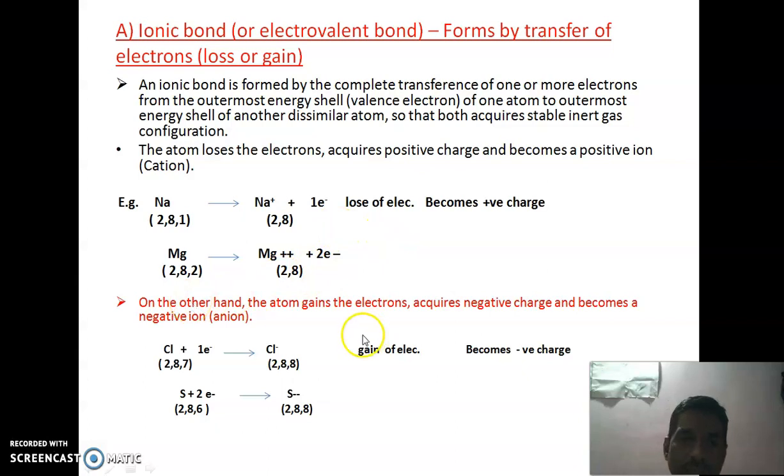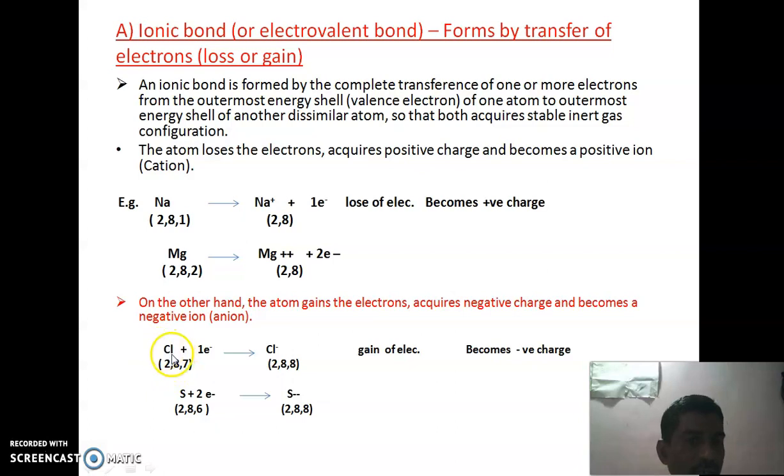On the other hand, an atom that gains electrons acquires a negative charge and becomes a negative ion, that is, an anion. This type of electrovalency is known as negative electrovalency. For example, chlorine.